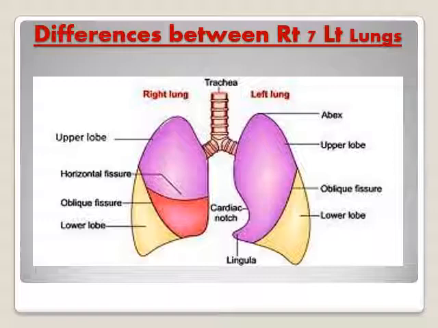The 3 lobes are the upper lobe, middle lobe, and lower lobe, divided by the horizontal fissure and the oblique fissure. The left one is divided into 2 lobes, the upper lobe and the lower lobe, by only 1 oblique fissure. The right lung has 10 segments. The left one has 8 segments. There is a cardiac notch on the left one. There is no cardiac notch on the right one.